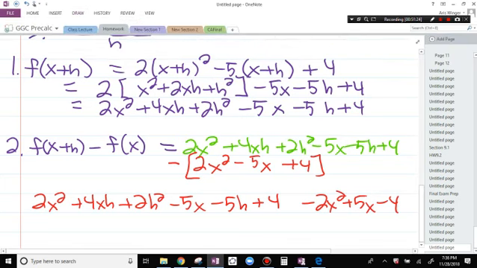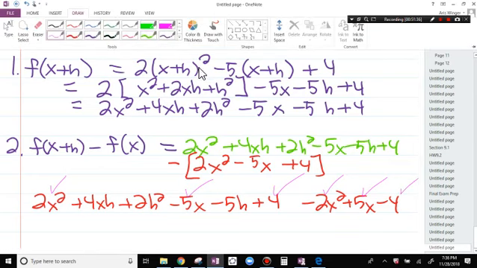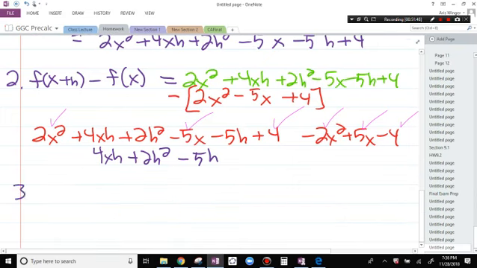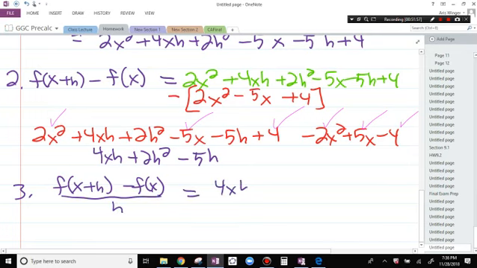So then the 2x squared terms cancel, and the 5x terms cancel, and the 4s cancel. So you're left with 4xh plus 2h squared minus 5h. Is there anything else? And that's it. And then you just cut an h from each one. 4xh plus 2h squared minus 5h all over h leaves you with what? 4x plus 2h minus 5.